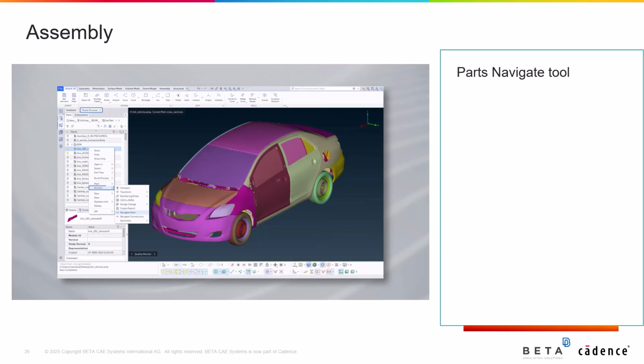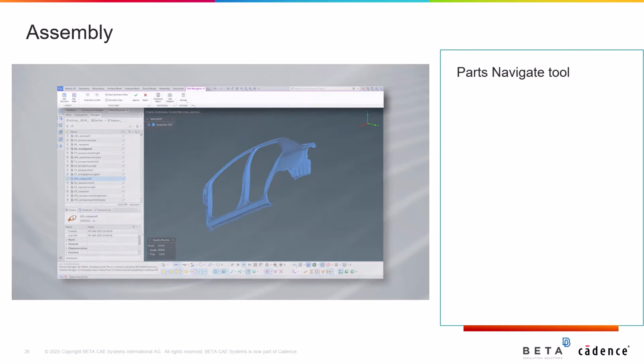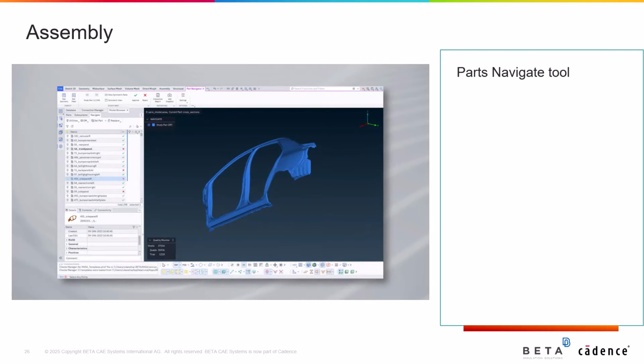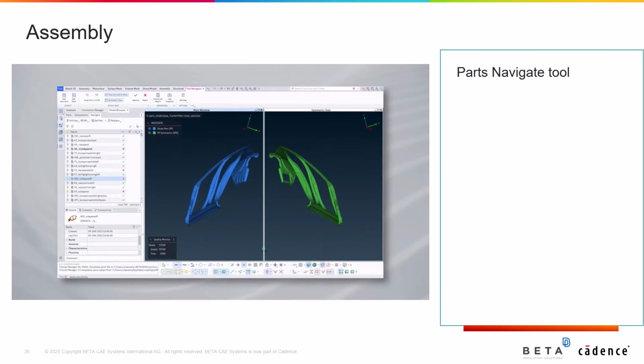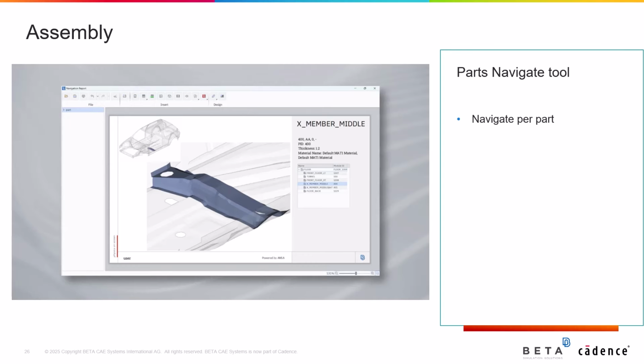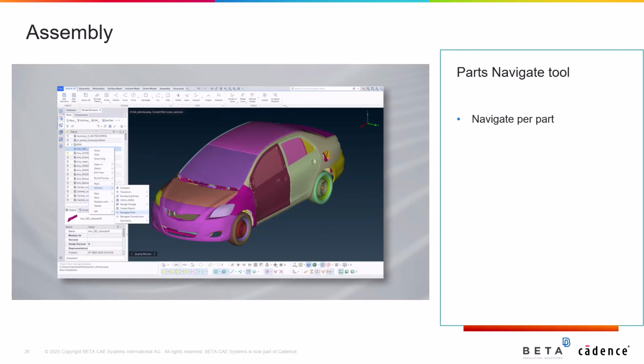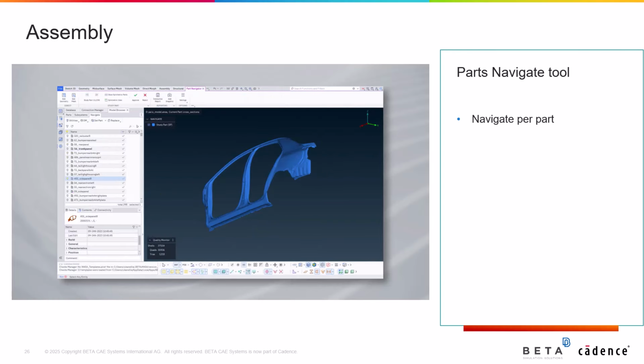Now, let's discuss the new Navigate engine, a tool designed to enhance part navigation and decision-making efficiency. In this release, we've added the ability to navigate per part, allowing users to focus on individual parts of the model for easier inspection and analysis in isolation.